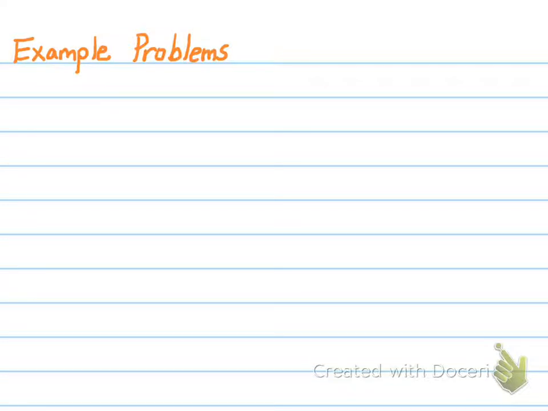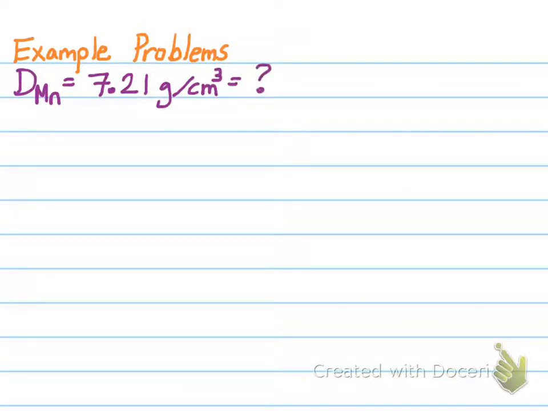Our first example problem is we want to look at the density of manganese, which is 7.21 grams per centimeter cubed. We want to know what manganese's density is in kilograms per meter cubed. So again, we might still need that metric system, so I'll go ahead and put that over here.